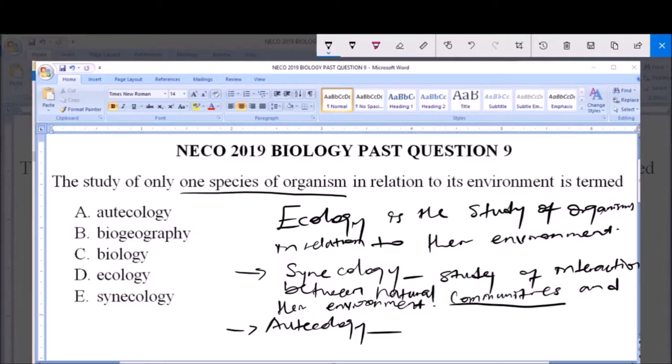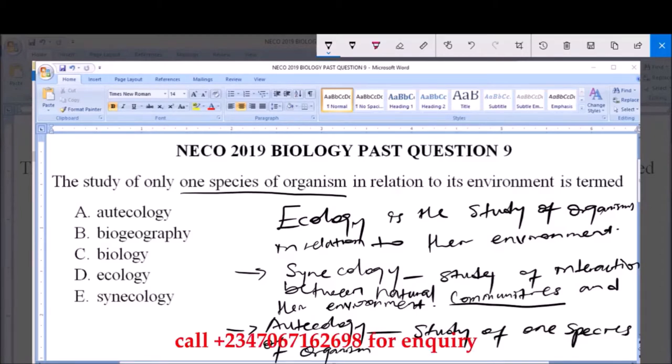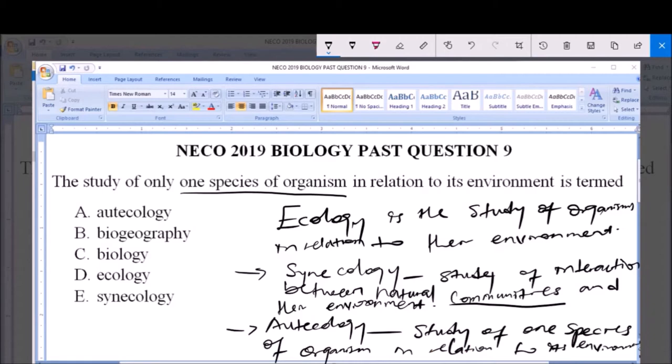And so horticulture here, on the other hand, is defined as a study of one species, that is a population, study of one species of organism in relation to its environment. So horticulture is actually the answer to this question, because it involves the study of only one species of organism in relation to its environment. But synecology, which is a branch of ecology, is the study of different communities, that is various species of organisms. So the answer to this question is option A, horticulture.